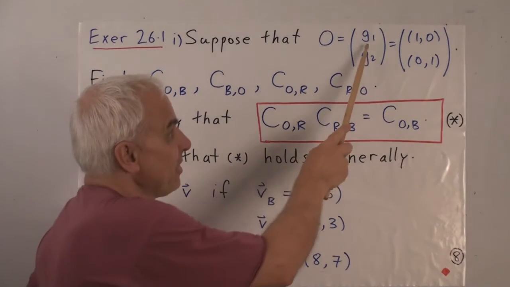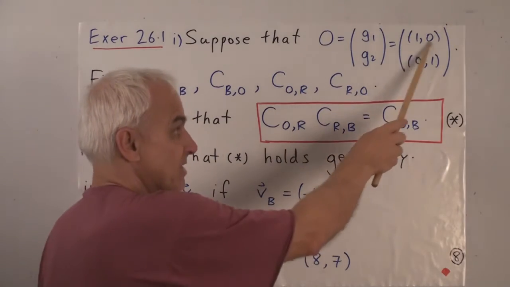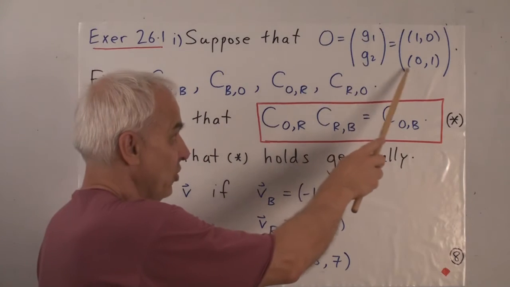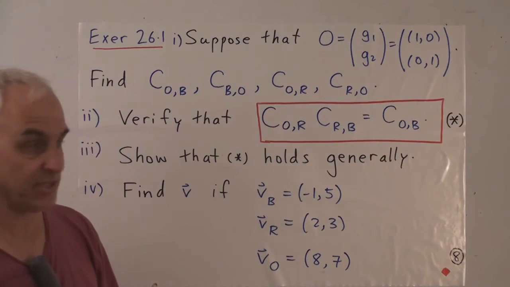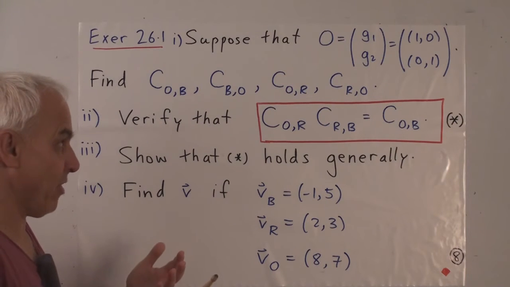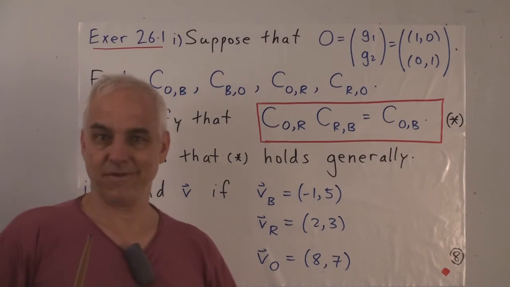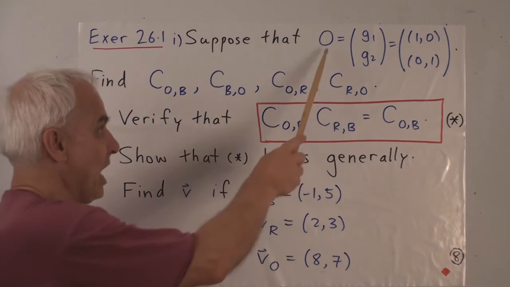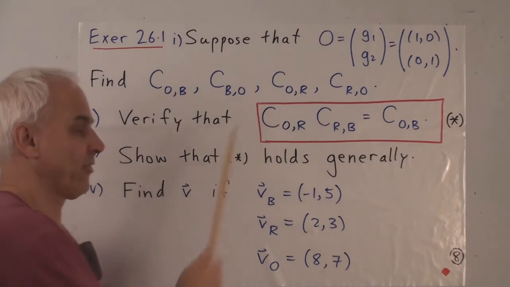So in our system, G1 is (1, 0). It's just the basis vector in our little space. And G2 is the vertical basis vector (0, 1). So that's also a matrix. And so we actually have three matrices around: ours, Bob's, and Rachel's.